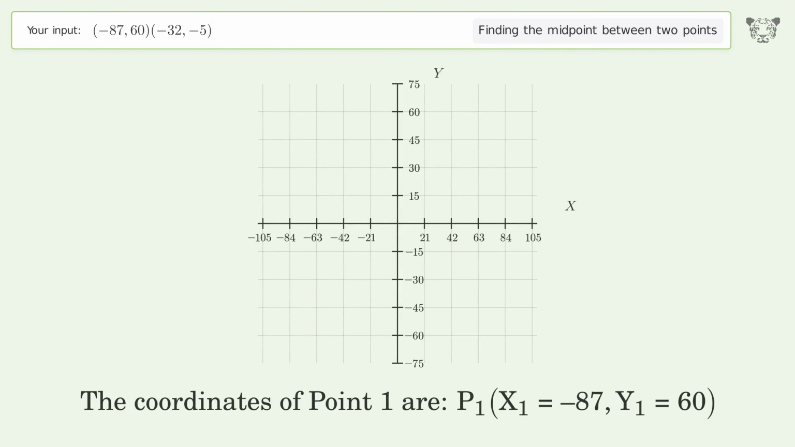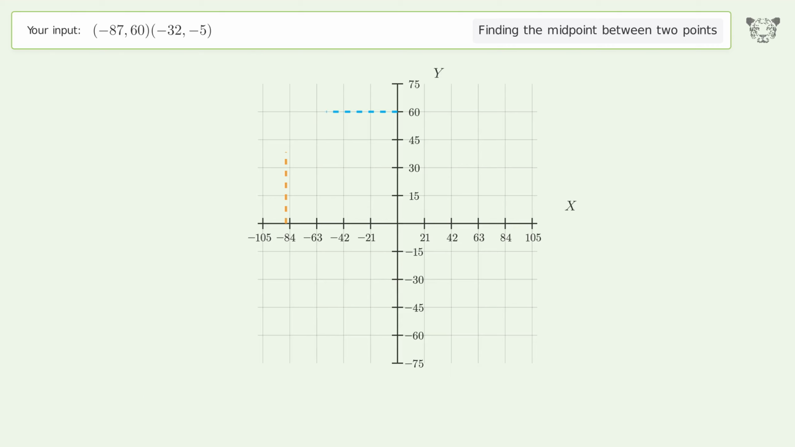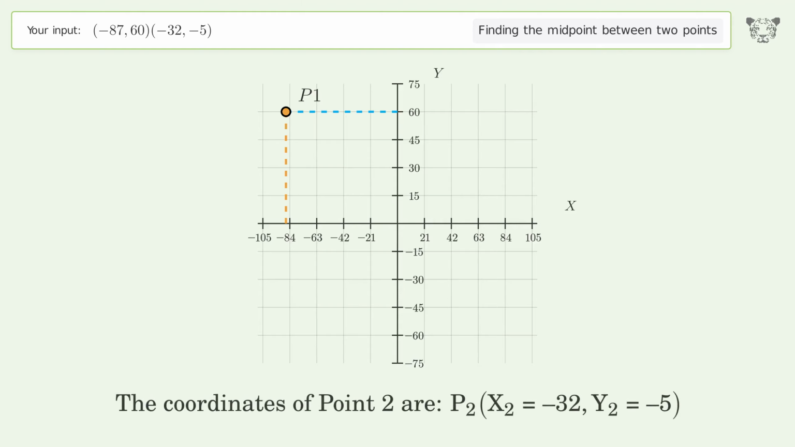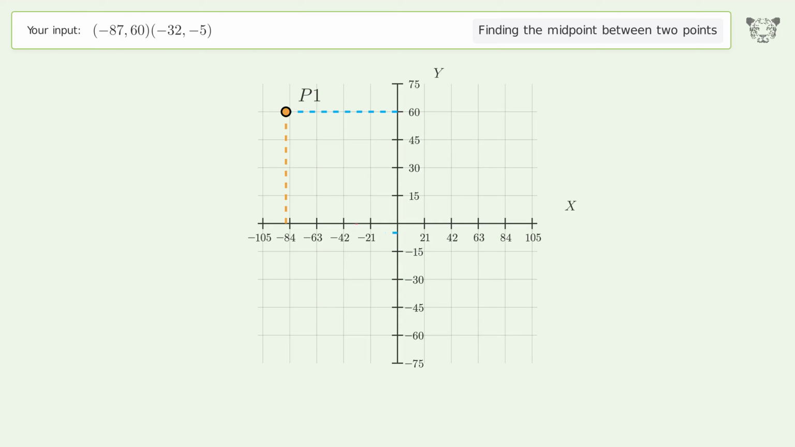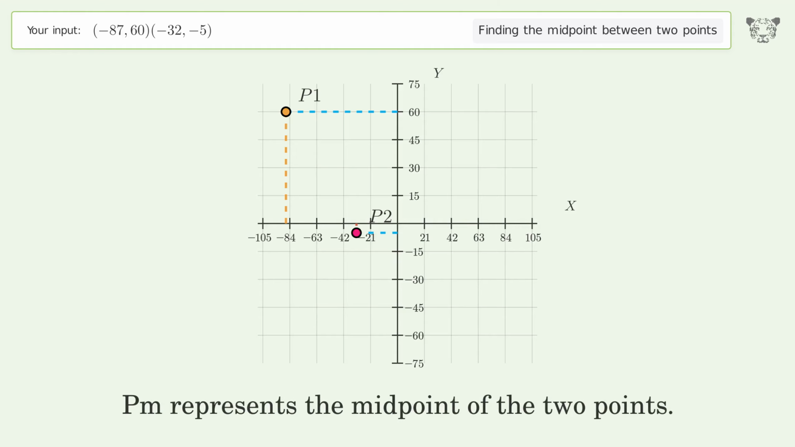The coordinates of point 1 are, x1 equals negative 87, y1 equals 60. The coordinates of point 2 are, x2 equals negative 32, y2 equals negative 5. PM represents the midpoint of the 2 points.